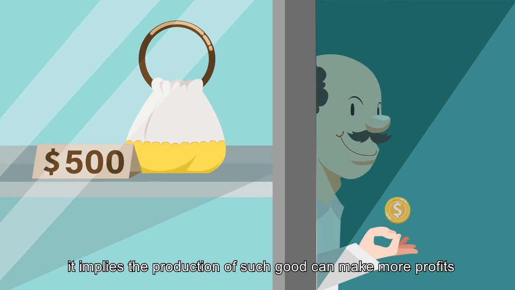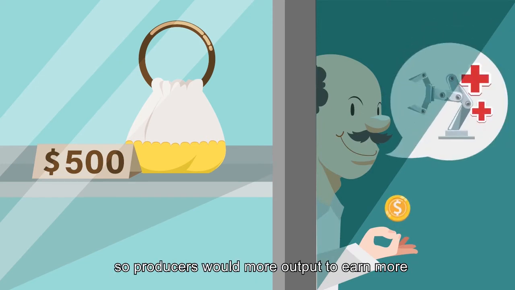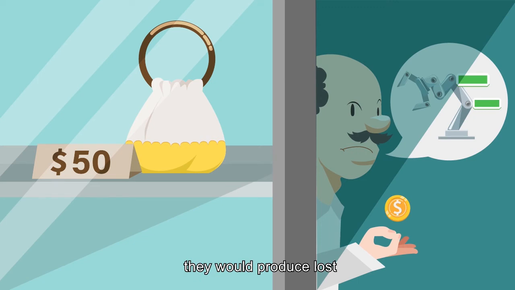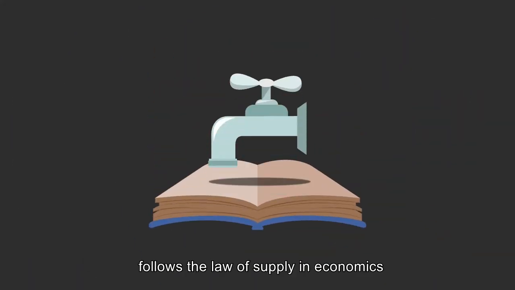In general, when the price of a good increases, it implies the production of such good can make more profit, so producers would ensure more output to earn more. On the contrary, if the price decreases, they would produce less. We can describe such phenomenon as following the law of supply in economics.